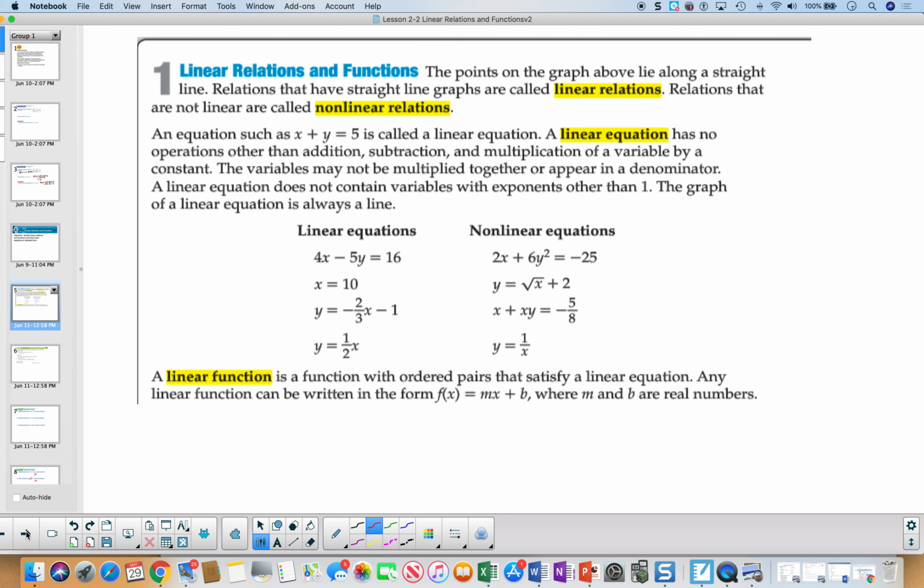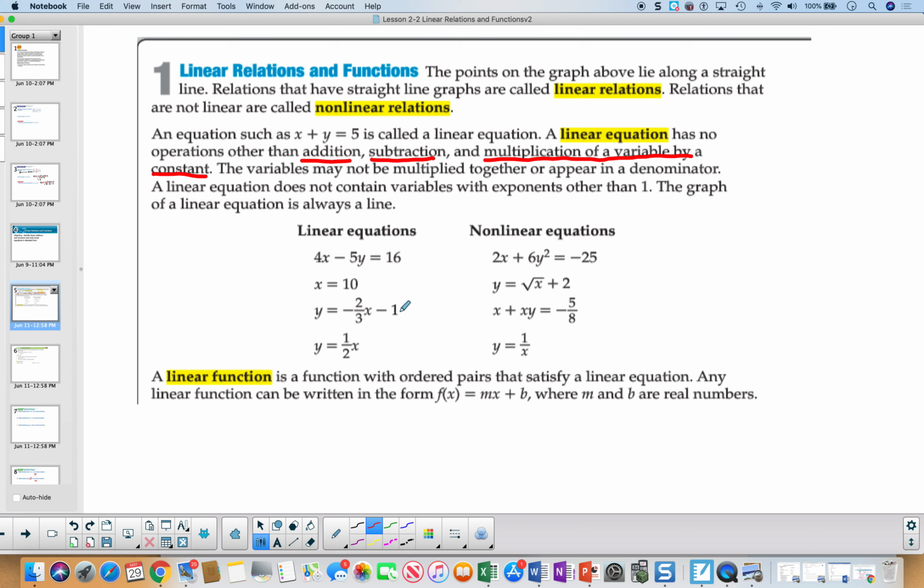In a linear relation, we are going to see x's and y's being added and subtracted, and the x or y can be multiplied by a variable, by a constant. So we can take y or x and multiply it by some kind of constant here. So these are examples of linear equations: x's and y's added or subtracted, x's and y's being multiplied by some kind of constant. We can have just an x, or we can just have a y.